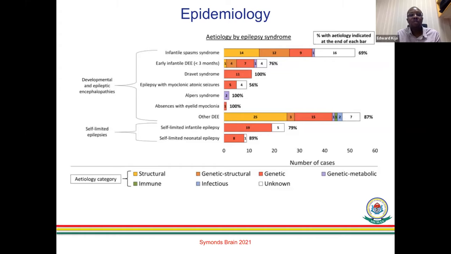is that the most common form of DEE was infantile spasm syndrome, which was followed by the early infantile developmental encephalopathy, and the third was the Dravet syndrome. All these DEEs had different etiologies, whether structural or immune, genetic causes, or infectious causes. With infantile spasm syndrome, the most common cause found was structural malformations.